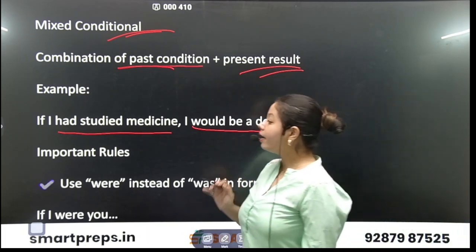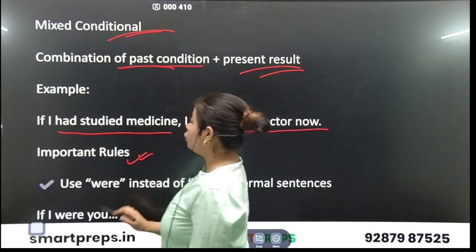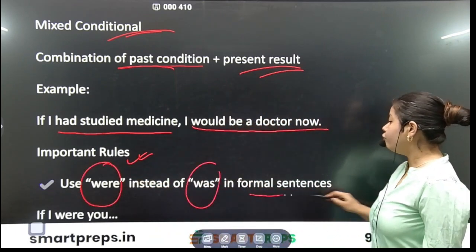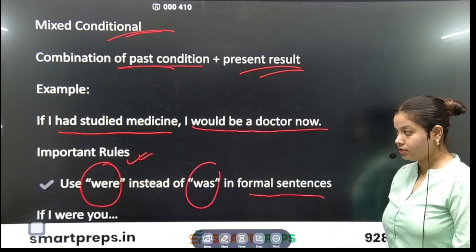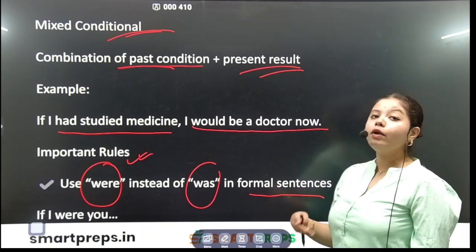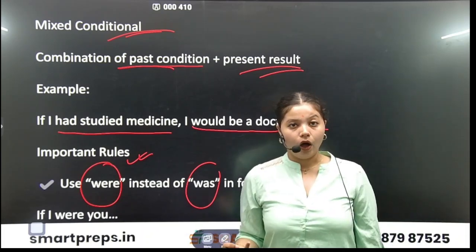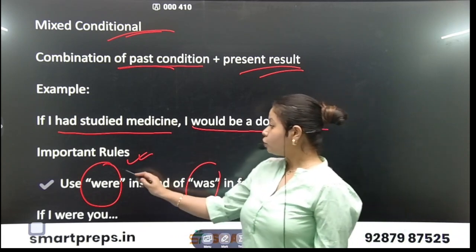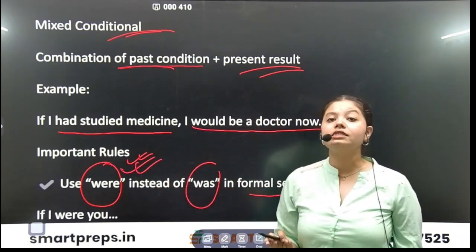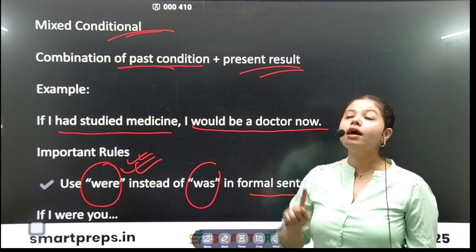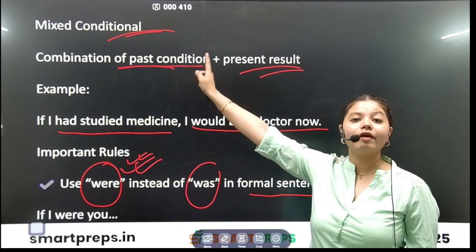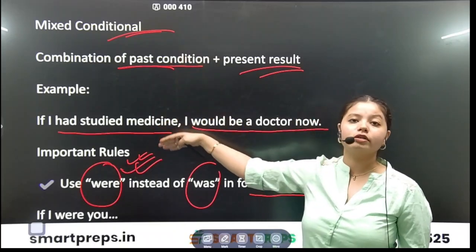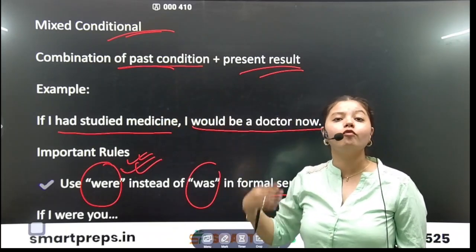So there are important rules here. Use were instead of was in formal sentences. So if I was you will be wrong. We will be using if I were you. So we have to use were instead of was here. Clear? Please remember the mixed conditional. It's very, very important because in exams we tend to see such questions.